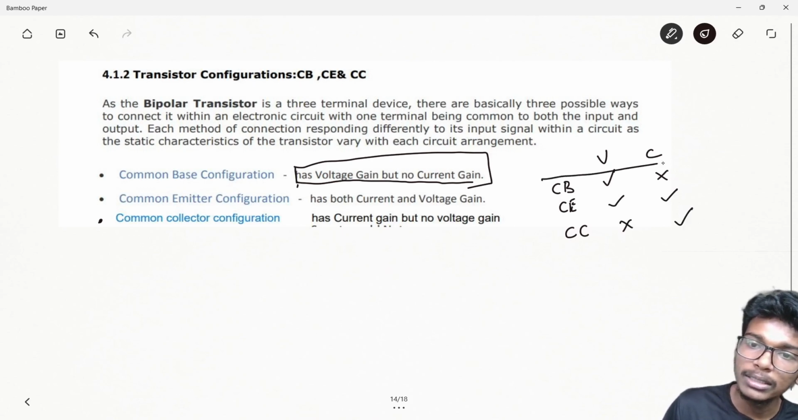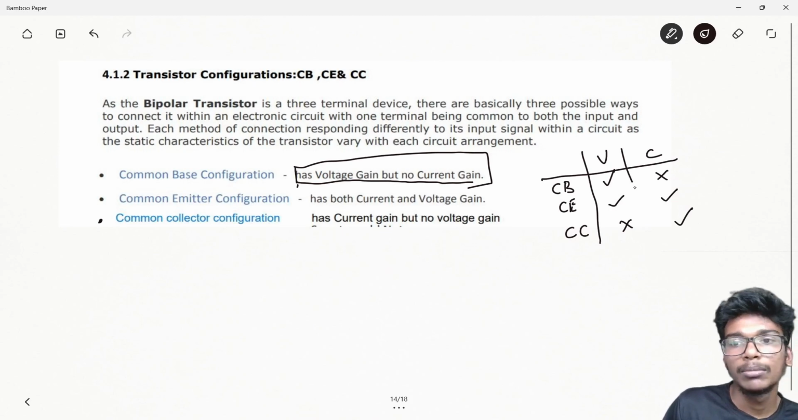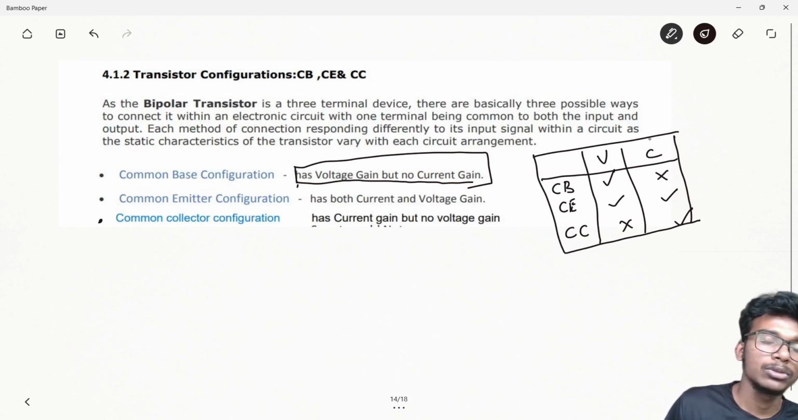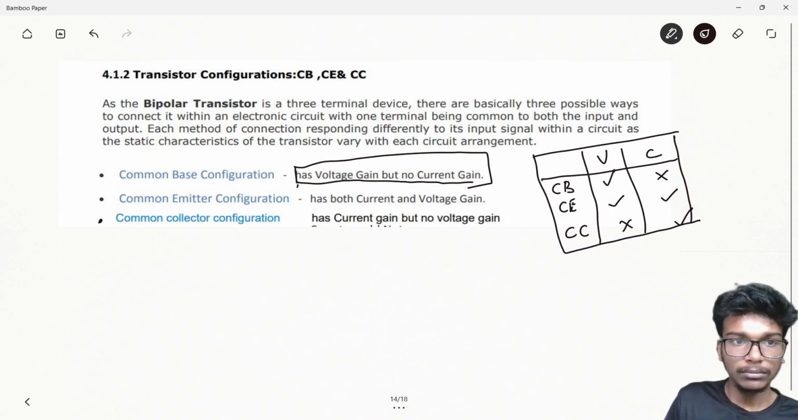Just try to learn this matrix by heart because it's very important for your semester exams. Trust me, this is very important. You can expect this question directly.